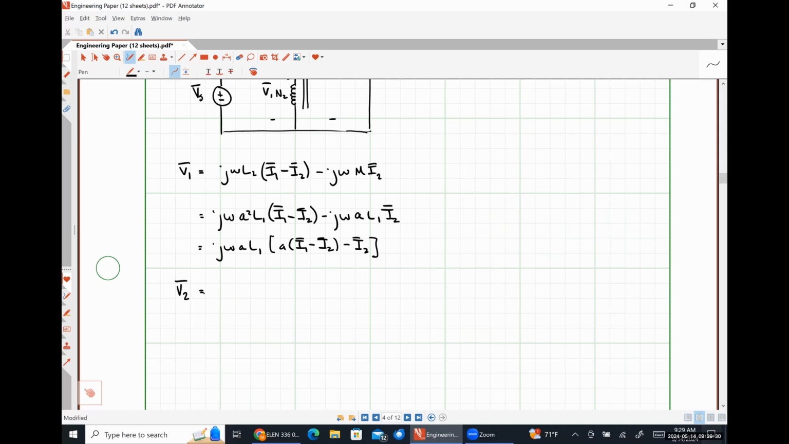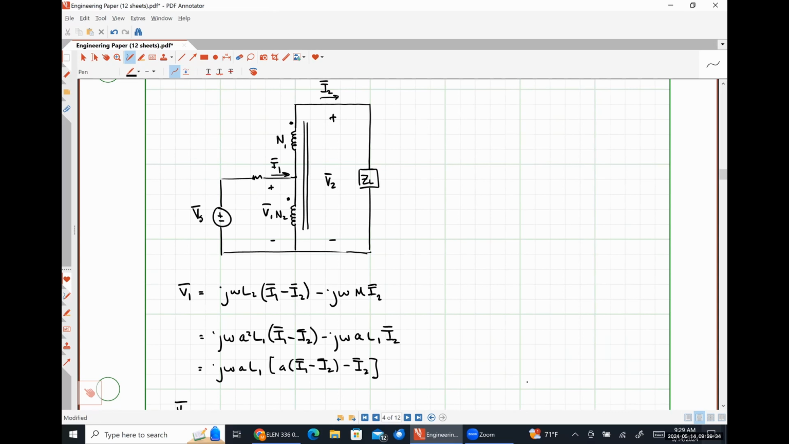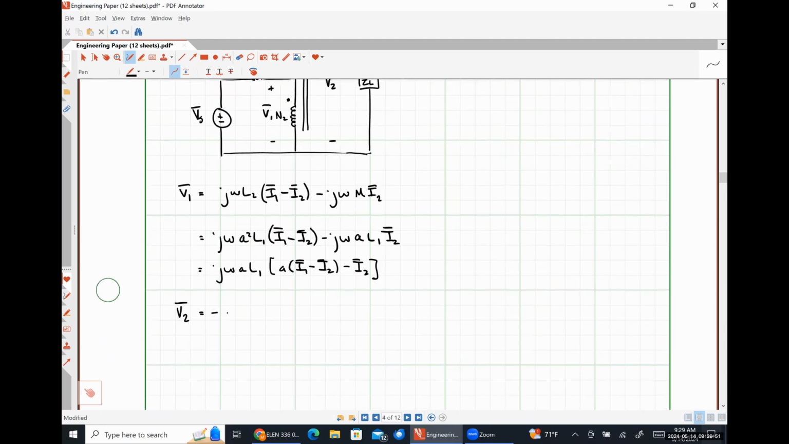So for V2, let's sort that out, okay? So our self term, I believe, is going to be negative because the positive polarity is at the dotted terminal and the current I2 is flowing into the undotted terminal. So we're going to have negative J omega L1 times I2.